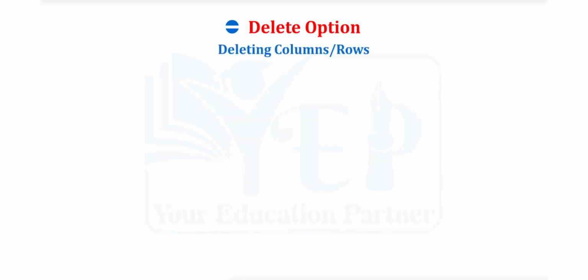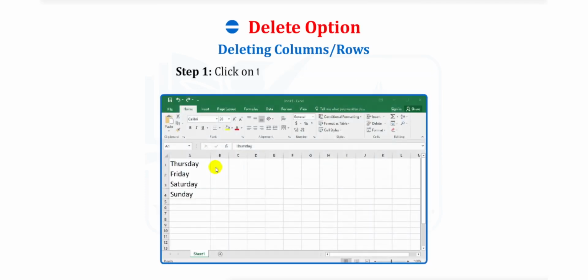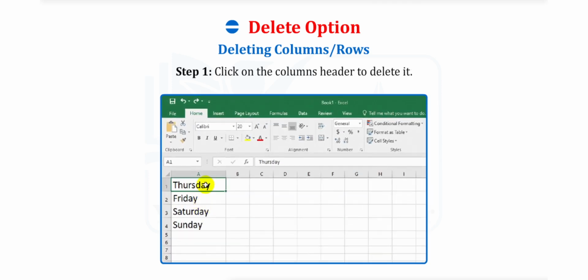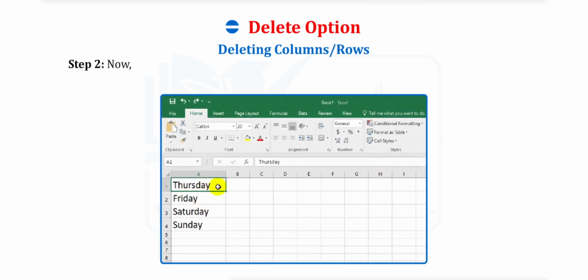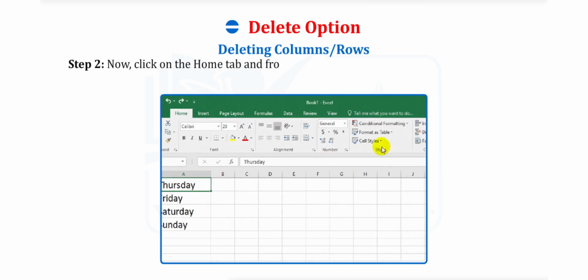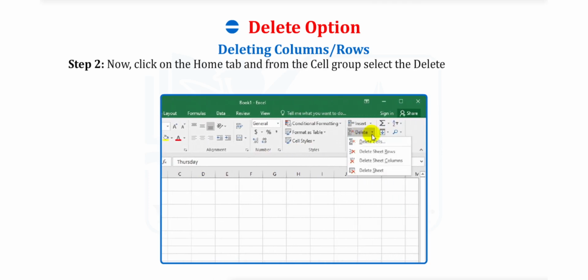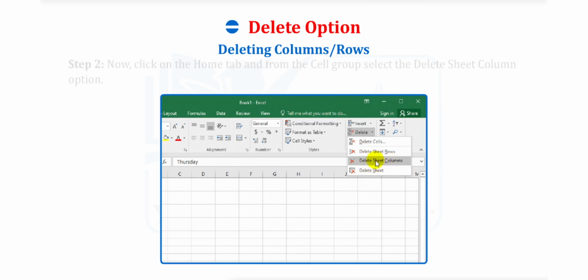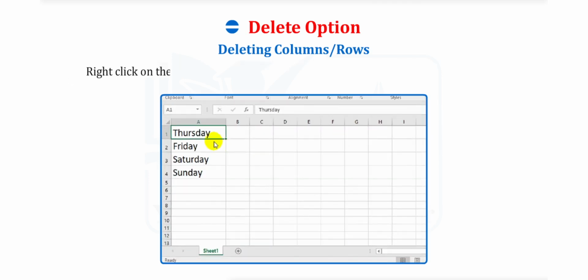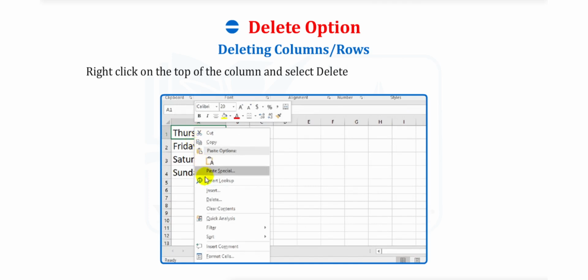Delete columns or rows. Rows can be deleted by following the given steps. Step 1. Click on the columns header to delete it. Step 2. Now, click on the Home tab and from the cell group select the Delete Sheet column option. Or, right-click on the top of the column and select Delete option from the context menu.